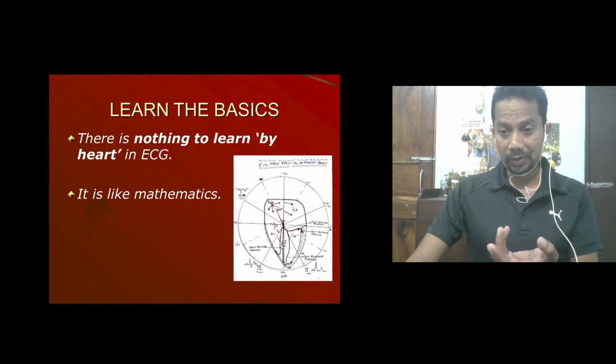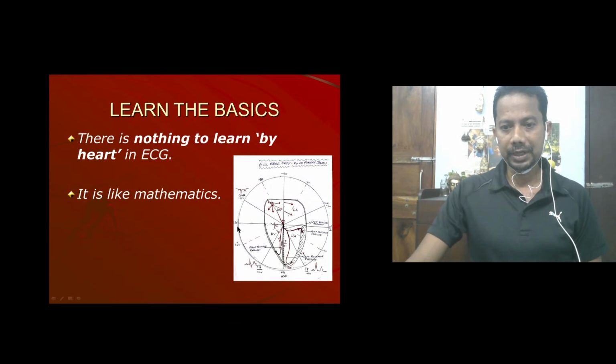So in that case, what will lead 1 and AVF look like? Lead 1 has to be negative, plotting here. AVF also has to be negative, plotting here. Then it will be in this quadrant. So you have to remember this.